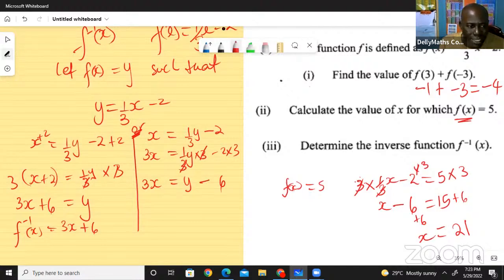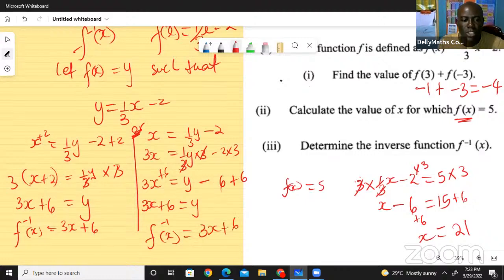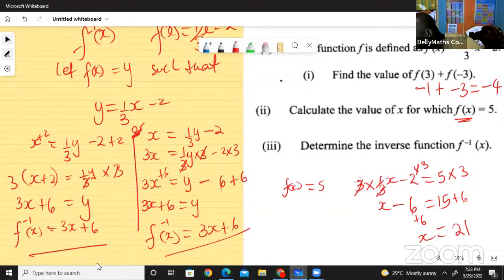And then we're going to be adding 6 to both sides so that the y is alone. So we have a 3x plus 6, and that is equal to y. Therefore, we could say the inverse is equal to 3x plus 6. So I was just saying that it doesn't matter which methods you use when you reach a certain place, just get there and make sure that you're not making any error and you're good to go.